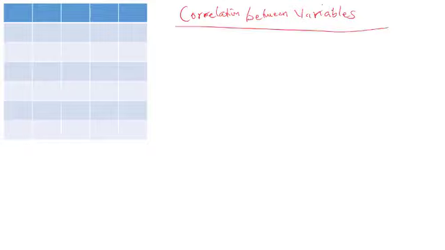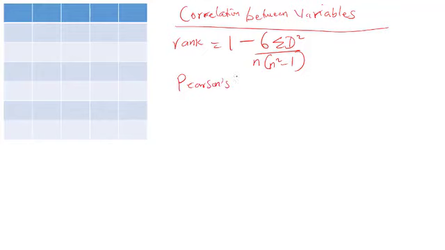Today we'll be talking on the topic correlation between variables. In our last lesson we discussed this, but we made use of the rank correlation coefficient, which goes this way: over n in bracket n square minus 1. Today we'll be talking on Pearson's correlation.